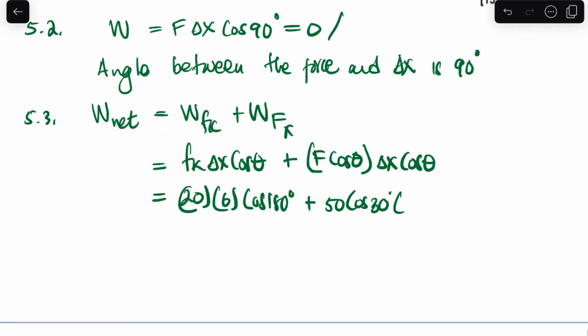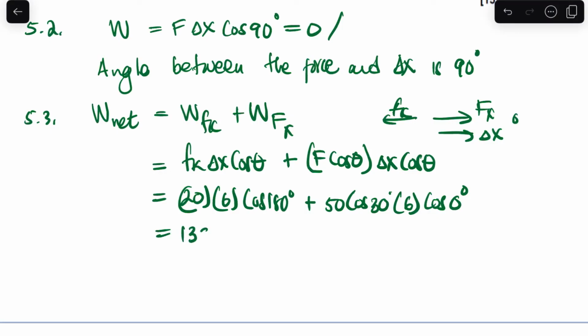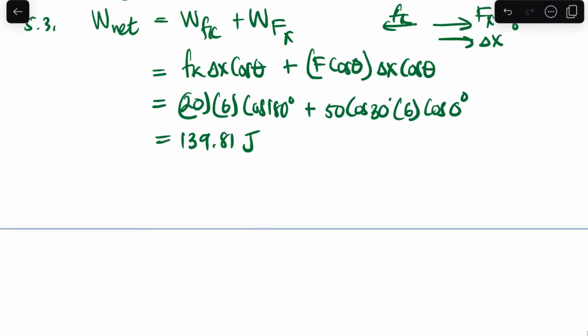And the displacement is 6. Fx is in the same direction as the displacement, so the angle is 0, but the frictional force acts in the opposite direction, so that's why it's 180. So this is 0 degrees. When you punch that into the calculator, the net work will give you 139.81 joules. Remember, the work net, or the work done, is in joules.